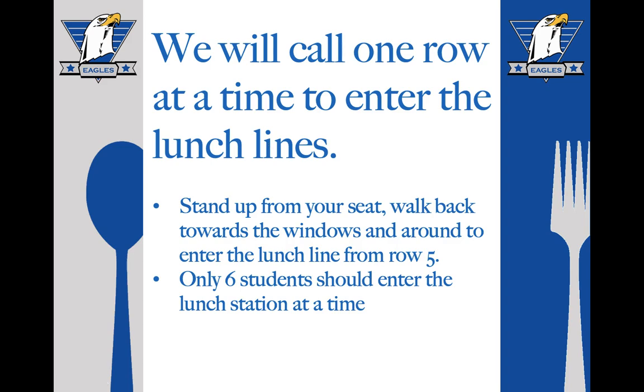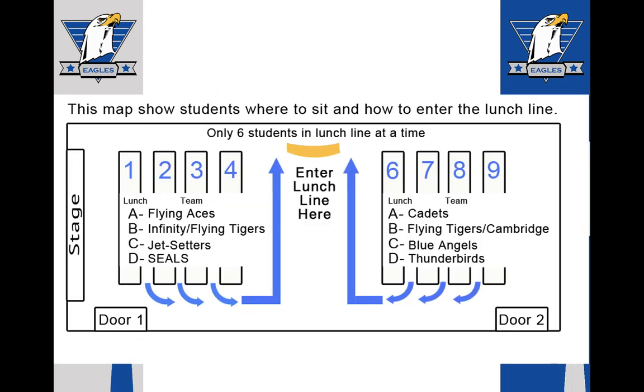In big letters on the top of the screen, it says we will call only 1 row at a time. As a reminder, you will walk towards the windows and around to row 5 to get into line. And then you will stand behind the blue line because there are only 6 students allowed in the lunch line at a time. Let's review the diagram one more time.